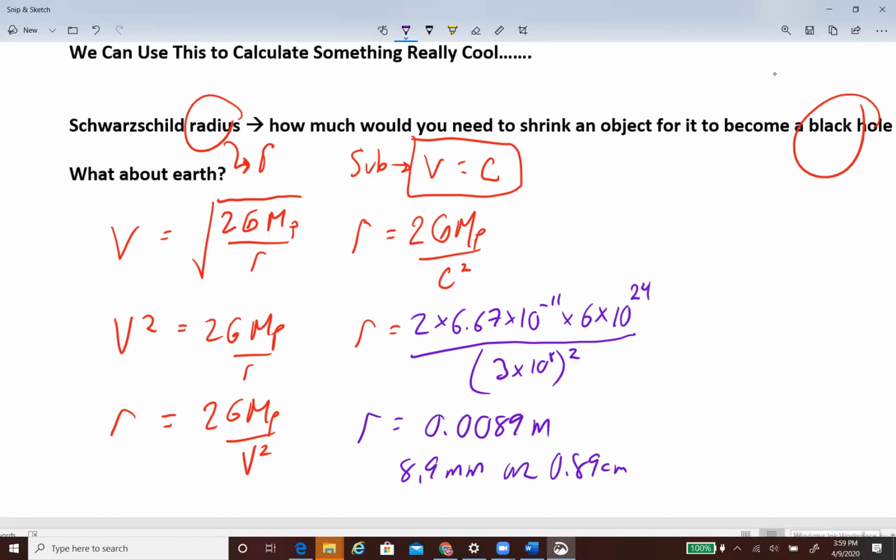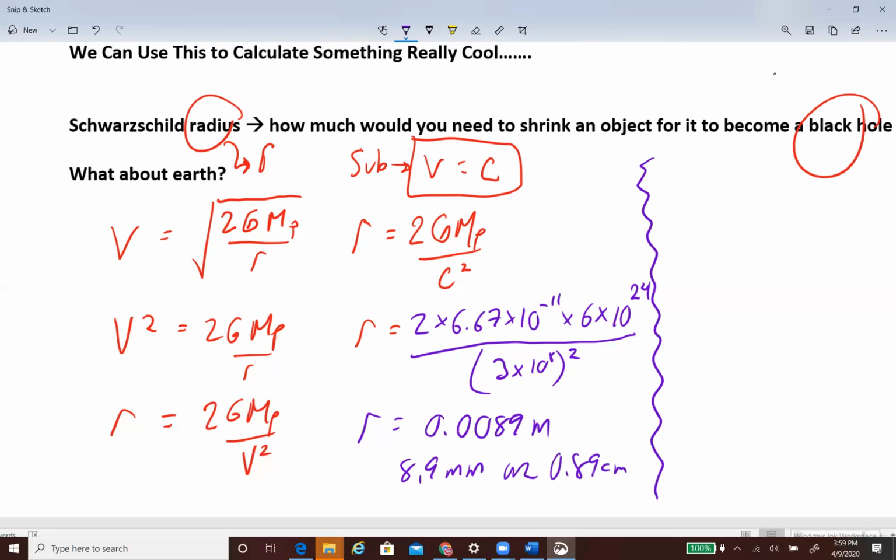If we could squish the Earth down to a radius of about 0.9 centimeters, so about 1.8 centimeters across in diameter, then it would become a black hole. Everything on this planet shrunk down to the size of a blueberry would become a black hole. We can do the exact same logic.